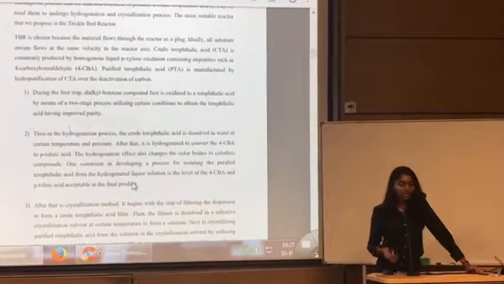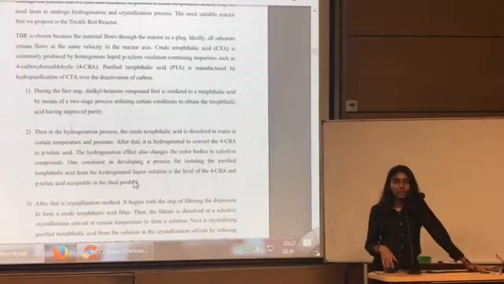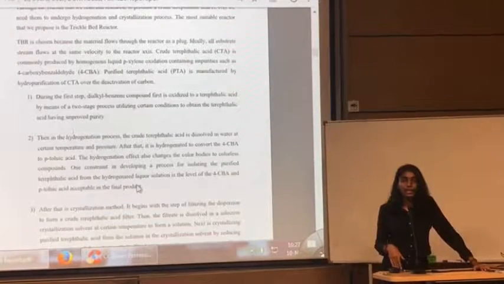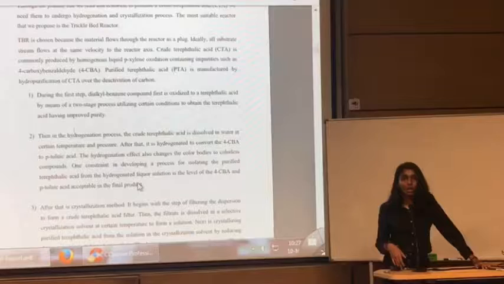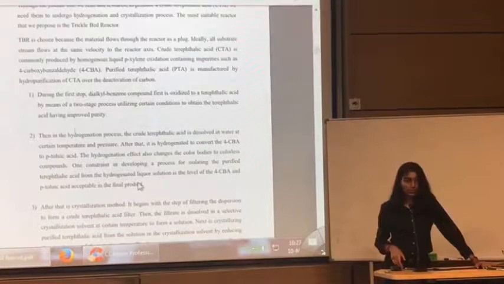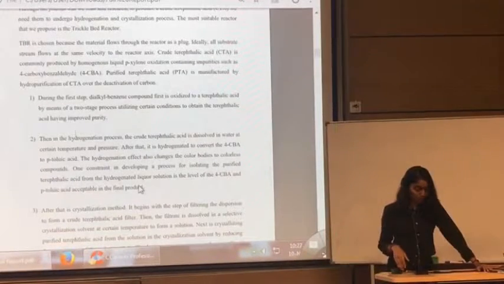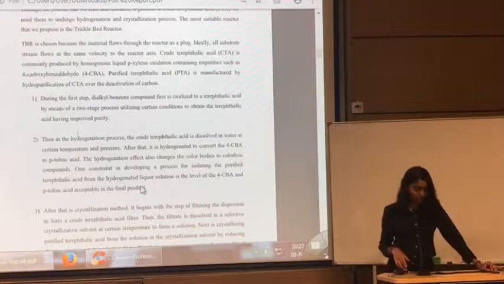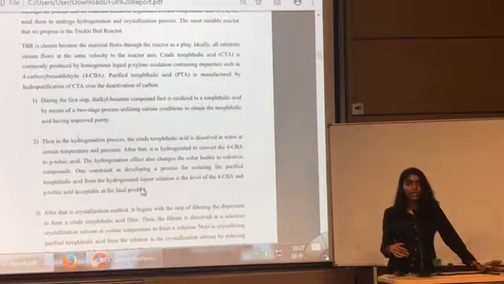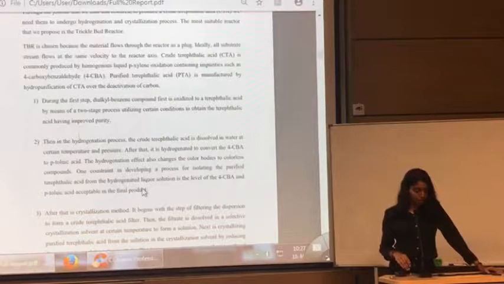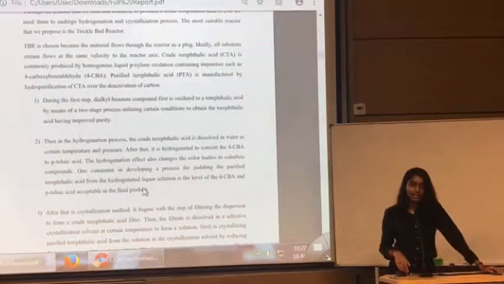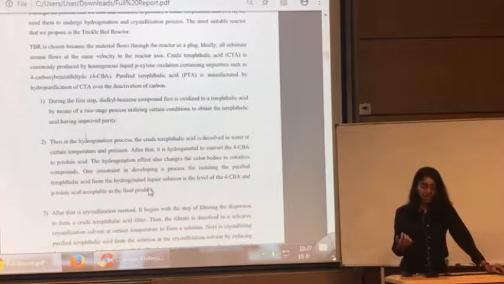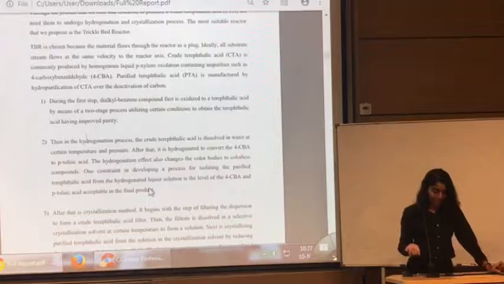Since we have proposed the trickle bed reactor as our most suitable reactor for the hydrogenation of crude TA to purified TA, we will look into how this reactor works. In the first process, the dialkyl benzene compound is oxidized to TA by means of a two-stage process utilizing certain conditions to obtain TA with improved impurities. In the hydrogenation process, the crude TA is dissolved in water under certain temperature and pressure. It is hydrogenated to convert 4-CBA into p-toluic acid.